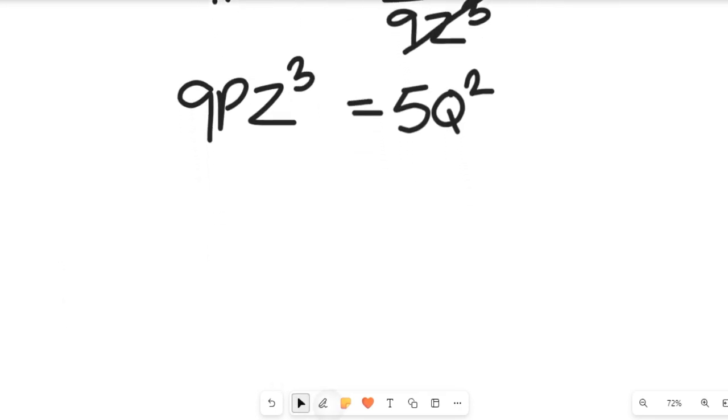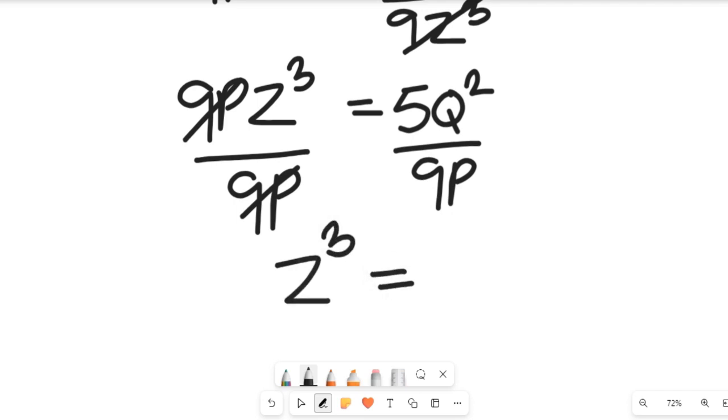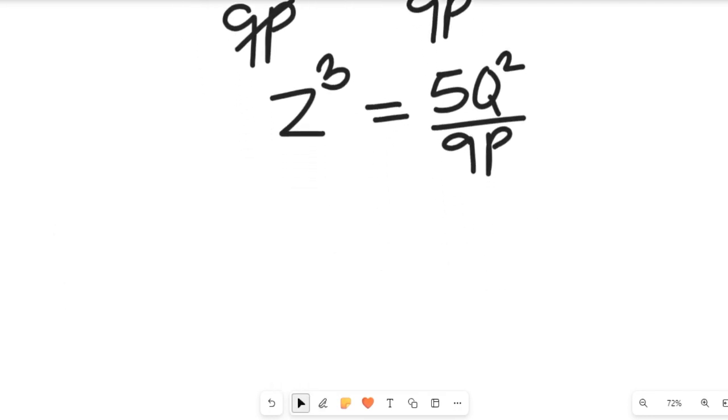So what do we do here? The next thing we'll do here is to divide both sides by 9p. So let's divide both sides by 9p in order to isolate the value of z. So if we divide here by 9p, we divide here by 9p. 9p will clear 9p and we'll be left with what? Z to the power of 3 equal to 5q squared divided by 9p. Great. So we are going to find the value of z. That's what we are asked to look for.